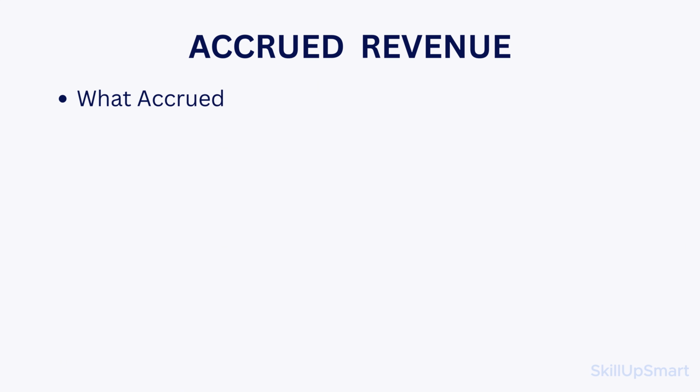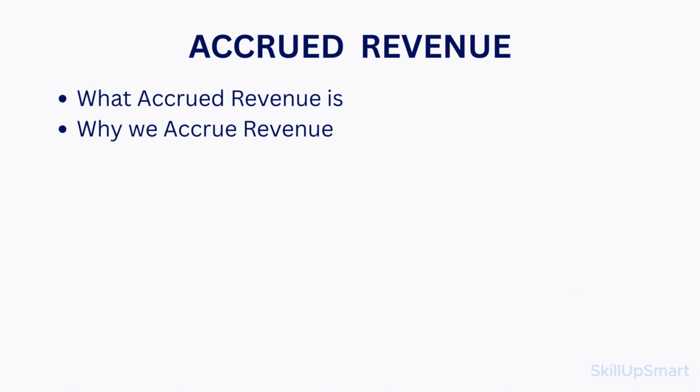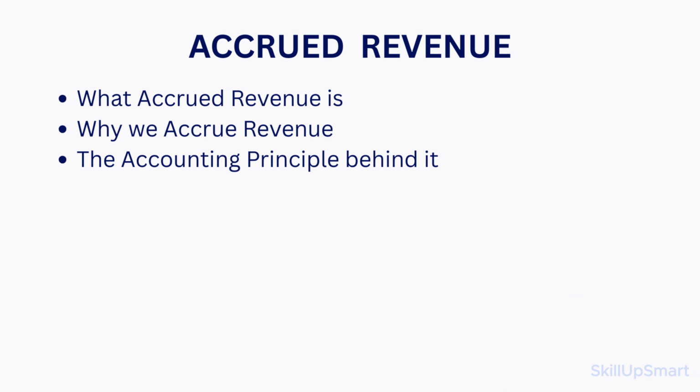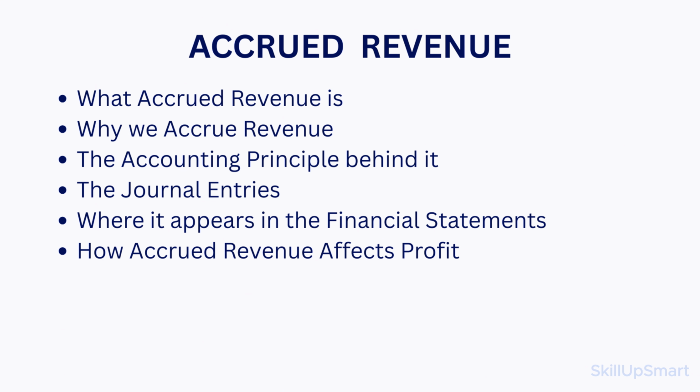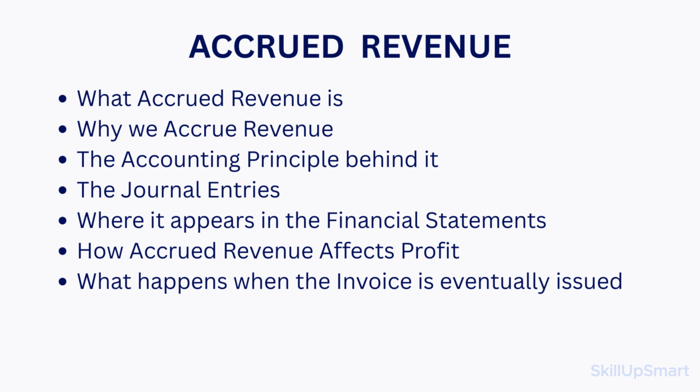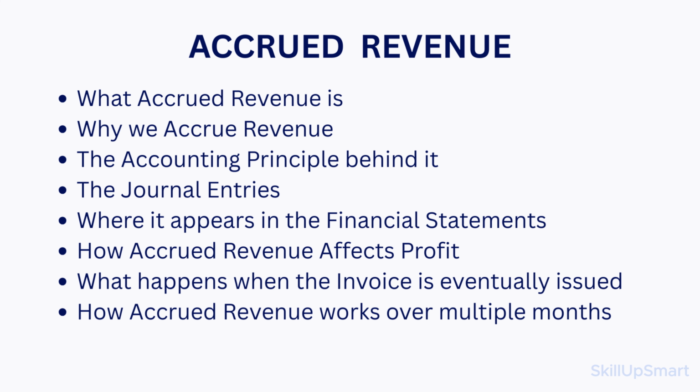Session, we're going to cover one of the most important accounting adjustments you'll encounter, accrued revenue. By the end of this lesson, you'll understand what accrued revenue is, why we accrue revenue, the accounting principle behind it, the journal entries, where it appears in the financial statements, how accrued revenue affects profit, what happens when the invoice is eventually issued, how accrued revenue works over multiple months and common mistakes.